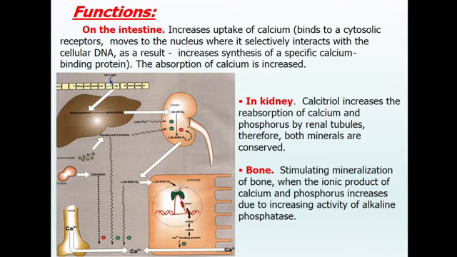The second function is in the kidney. In the kidney, this vitamin minimizes the loss of calcium. By what mechanism? Calcitriol increases the reabsorption of calcium and phosphorus by renal tubules. Therefore, both minerals are conserved. If we talk about the function of this vitamin in the bone, here it stimulates mineralization of bone when the ionic product of calcium and phosphorus increases due to the increasing activity of alkaline phosphatase.